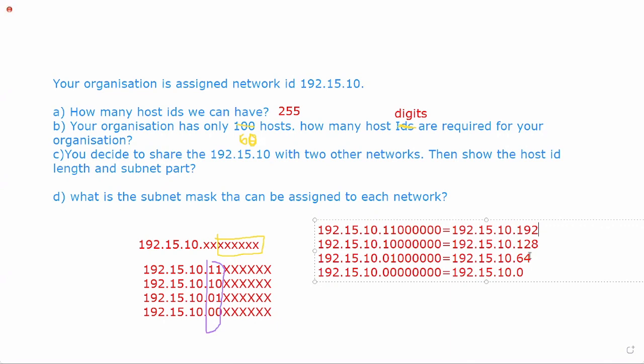And looking at this first number, if it is between 0 and 64, it is network 1; 64 to 128, network 2. Like that, you can determine which network a host belongs to by looking at the network ID.